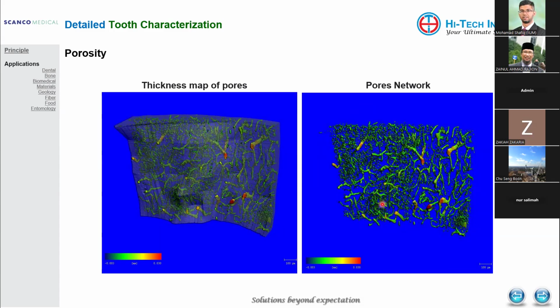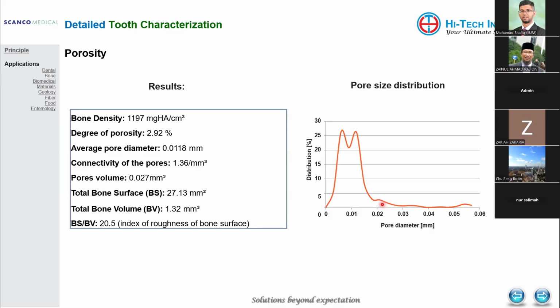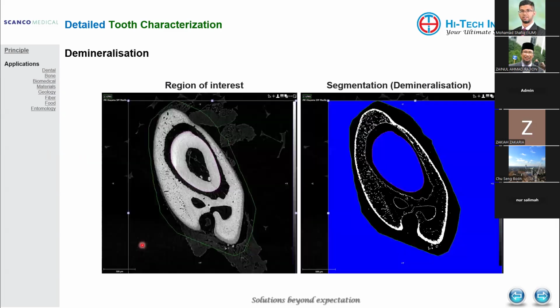You can also get the result in Excel, with the distribution here, from 0.01 pore diameter up to the maximum, where the thickest will be about 0.06 mm pore diameter. With all these data like the density, the degree of porosities, the connectivity, the pore volume, and everything here, this is all the standard features that you can get in a MicroCT.